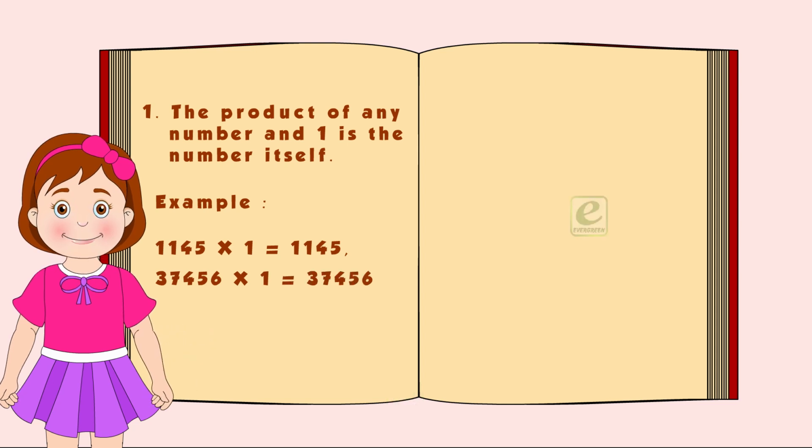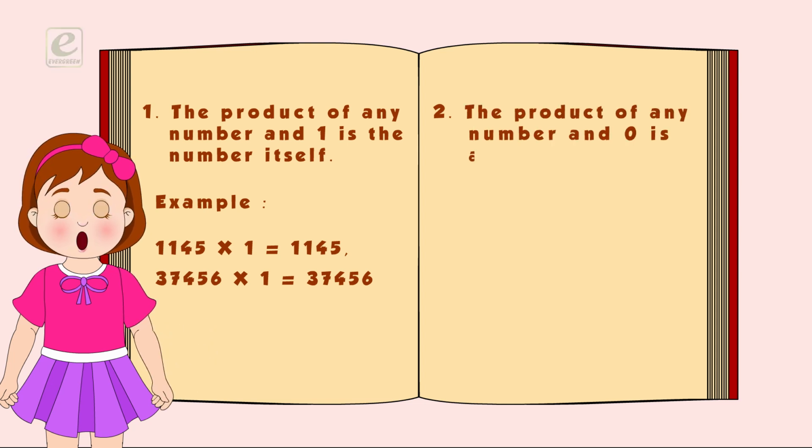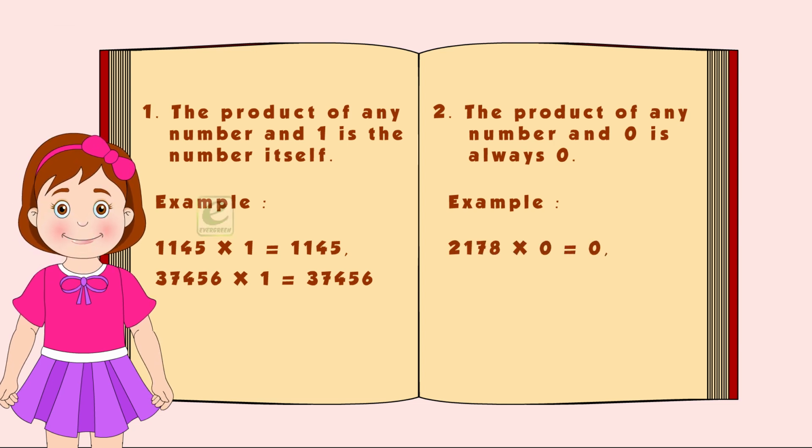37,456. Property number 2. The product of any number and 0 is always 0. As for example, 2178 multiplied by 0 is equal to 0. Similarly, 21,495 multiplied by 0 is equal to 0.